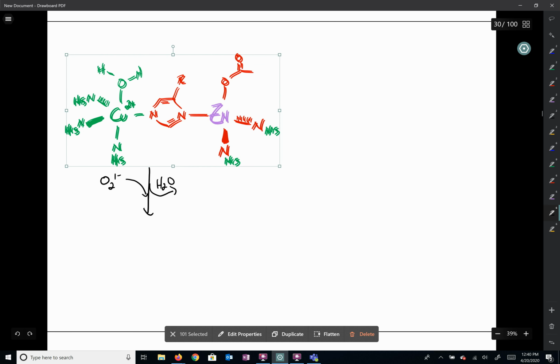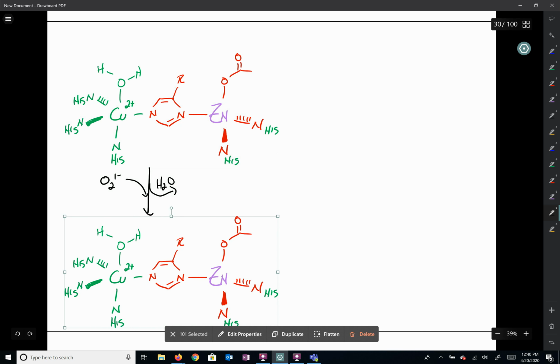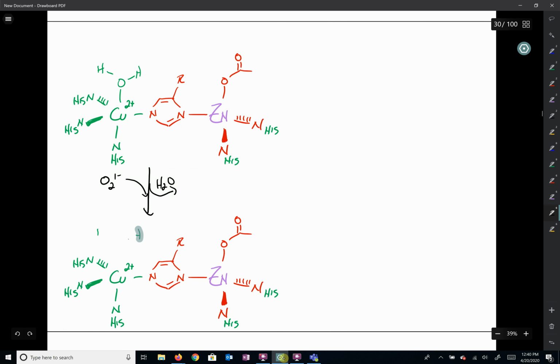So duplicate, move this here. I used to have to redraw everything. I'm glad I don't have to deal with all that.